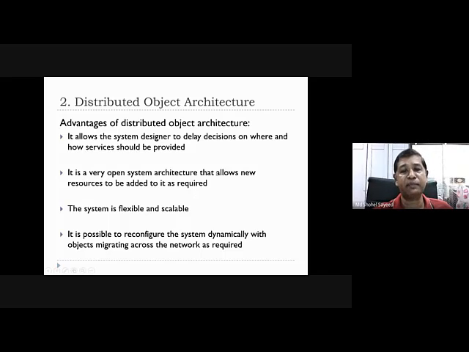So next, what are the advantages? Number one, it allows the system designer to delay the decision on where and how a service should be provided. That means you can add in more resources here because this is a very open system. Next, the system is flexible and scalable. The last one is that it is possible to reconfigure the system dynamically, with objects migrating across the network as required. If you add in the system, you can reconfigure. This is done dynamically through objects migrating across the network when required.